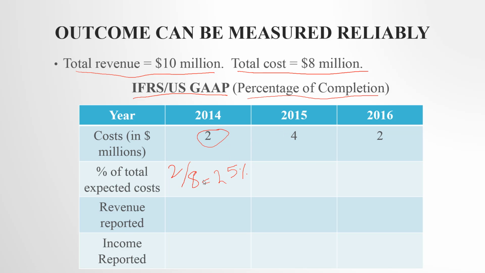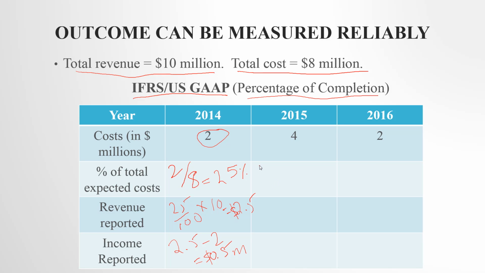which means that we will report 25% of $10 million, which is $2.5 million. Total income reported, therefore, would be 2.5 million minus 2 million, which is $0.5 million.